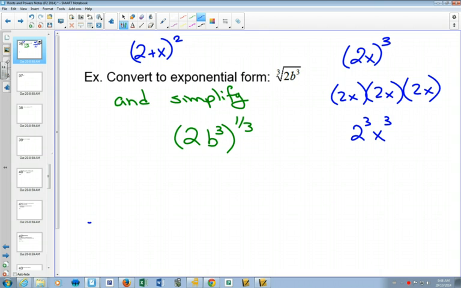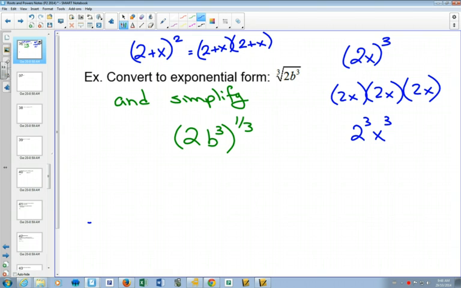When you go to the definition, this one, you can't just square the 2 and square the x. You'd have to distribute it out, use FOIL to figure that out. Whereas the other one, when it's just multiplying, you can just put the cubed to the 2 and the cubed to the x.